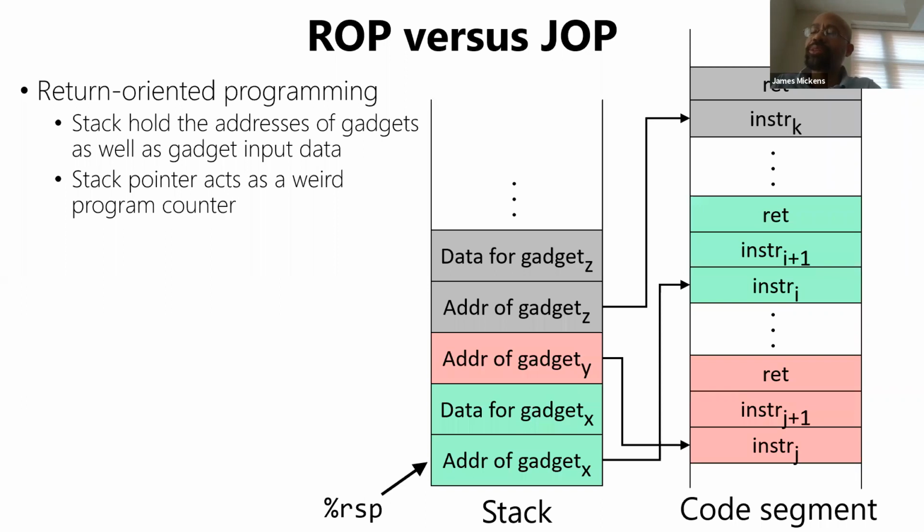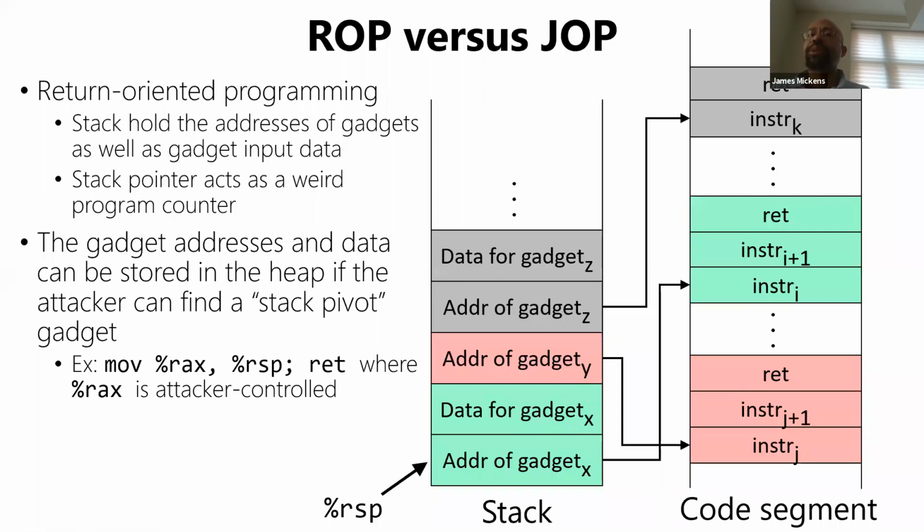So we have a setup that looks like this. In the middle, we have the stack, and the top of the stack is pointed to by RSP. And we have the addresses of all these gadgets. And then, in some cases, we have data for the gadgets that's also included on the stack. Each one of these gadget addresses is going to point to some location in the code segment.